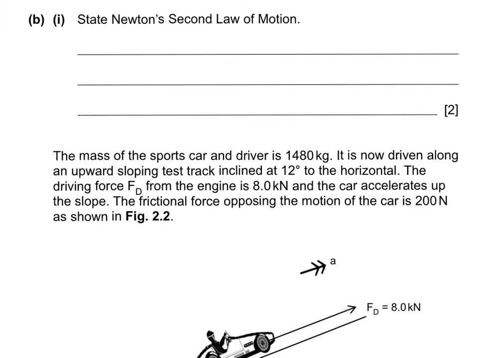Part B1, state Newton's second law of motion. Remember, Newton's law is F equals ma, so what we need to remember is that the F there is the resultant force. And so we can say that the acceleration of an object is proportional to the applied resultant force and inversely proportional to the mass of the object.